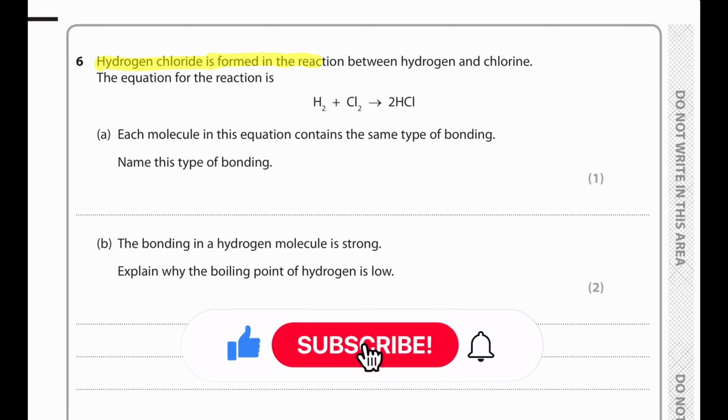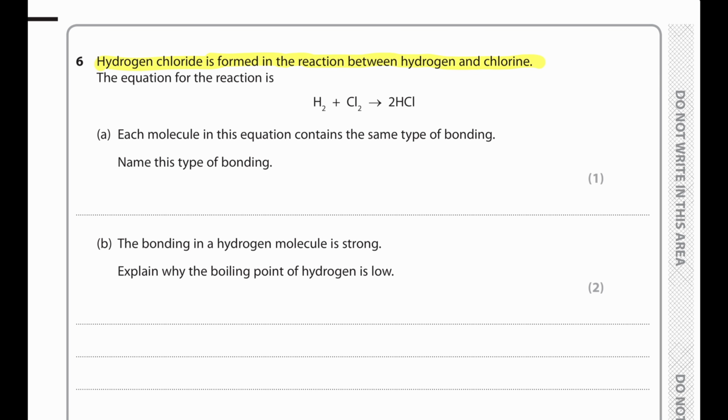Hydrogen chloride is formed in the reaction between hydrogen and chlorine. The equation for the reaction is hydrogen reacting with chlorine to produce hydrogen chloride. Each molecule in this equation contains the same type of bonding. Name the type of bonding. So we can see that these particular molecules are all nonmetals and they are forming covalent bonding.